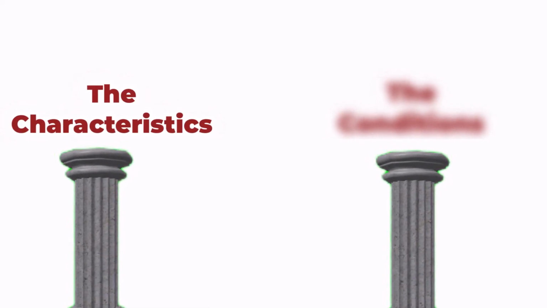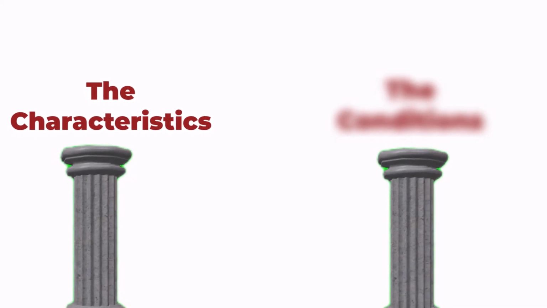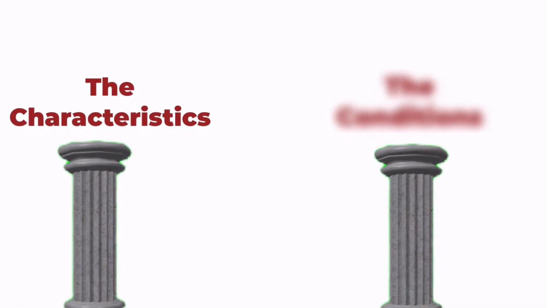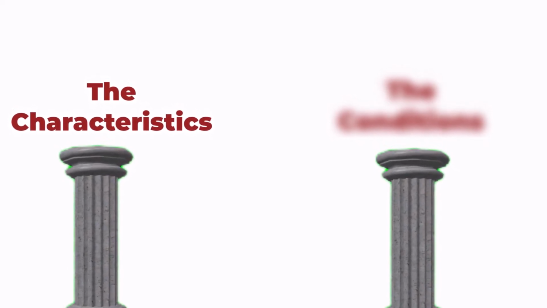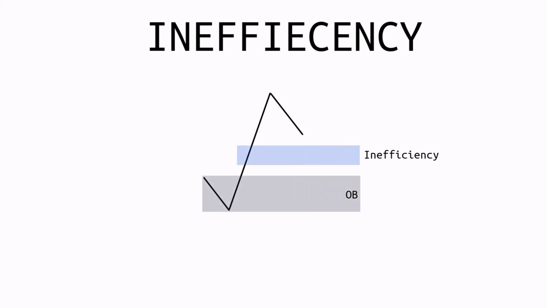1. The specific characteristics of the order block formation itself. Let's discuss the essential characteristics that every order block I traded had to possess before I considered placing a trade. The first characteristic is inefficiency. The order block must be associated with a strong, impulsive move that creates a noticeable price imbalance. This indicates strong buying or selling pressure.